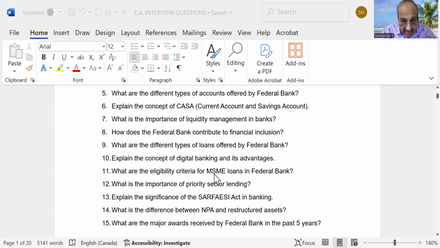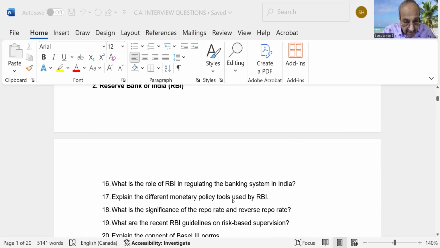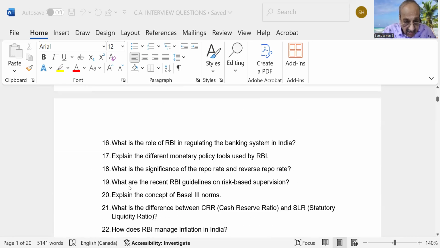What are the eligibility criteria for MSME loans in Federal Bank? What is the importance of priority sector lending? Then explain the significance of the SARFAESI Act in banking. Then what are the recent RBI guidelines on risk-based supervision?